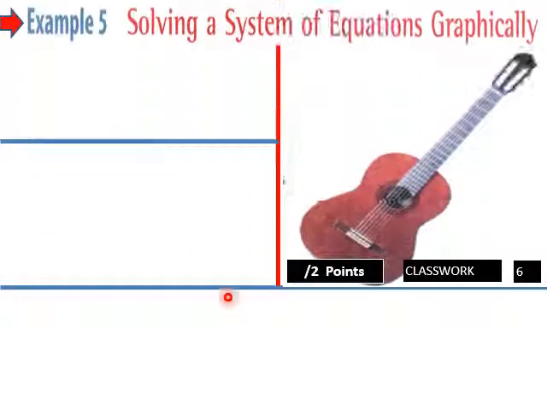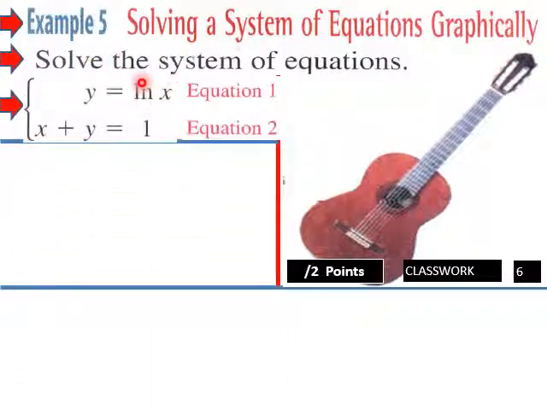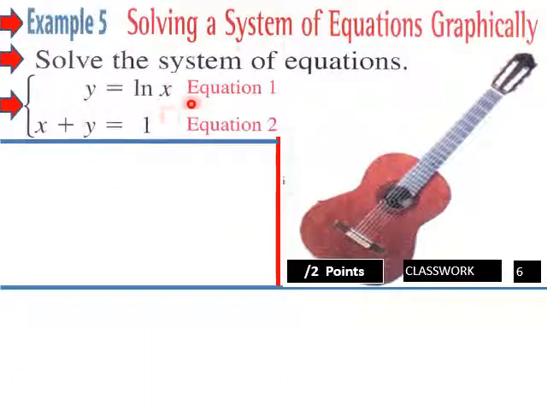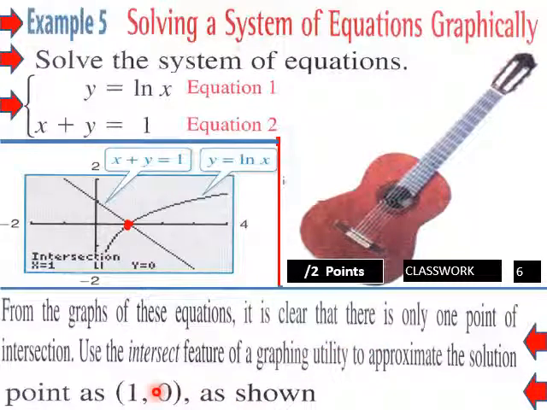Okay, so let's try one like that. Solving a system of equations graphically. Solve this system of equations. Here's equation 1, equation 2. From the graphs of these equations, it is clear that there is only one point of intersection between these two equations. Use the intersect feature of a graphing calculator to approximate the solution.